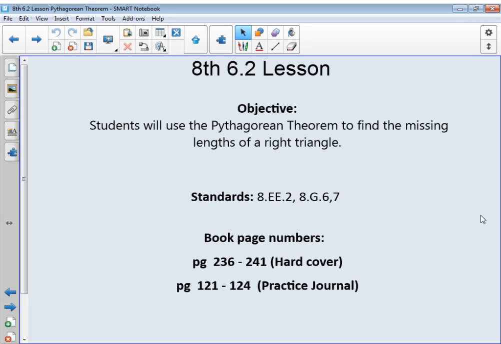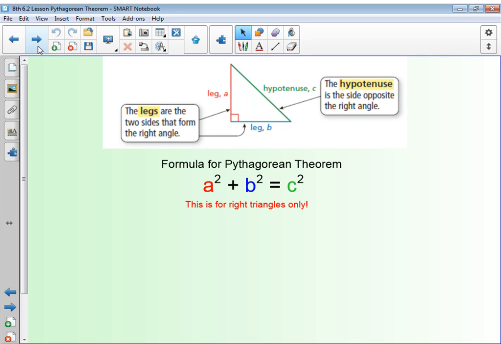Okay, so today we're going to be working with the formula for the Pythagorean theorem, and this is something that you're going to have to memorize. It's actually a really easy formula to memorize. It's about understanding what A and B are versus what C is. So our formula is A squared plus B squared equals C squared. The most common mistake when kids are working with this is they think it's A squared times B squared. So remember, we're adding.